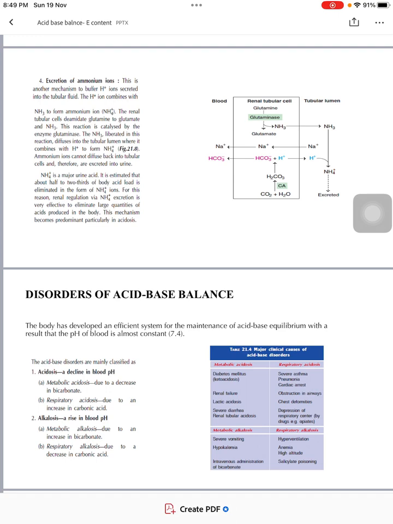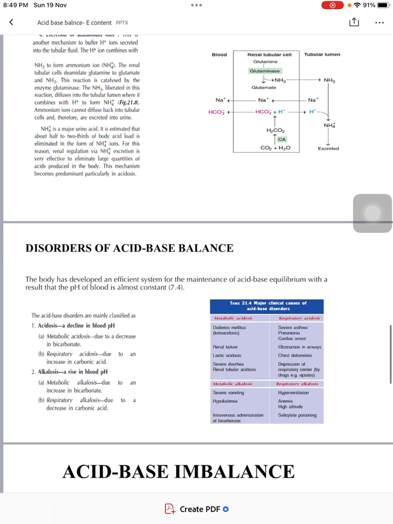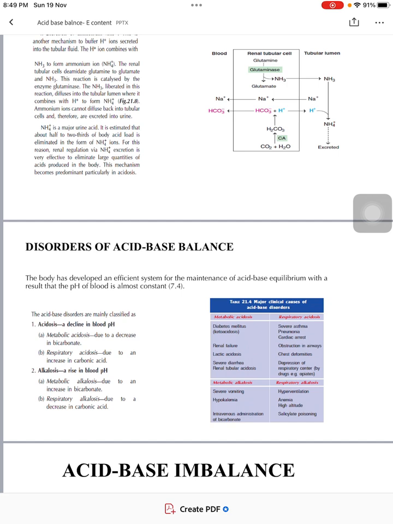This reaction is catalyzed by the enzyme glutaminase. The ammonia liberated in this reaction diffuses into the tubular lumen, where it is combined with H plus ions to form ammonium ion. Ammonium ions cannot diffuse back into the tubular cells and therefore are excreted into the urine. Ammonium ion is a major urinary acid.